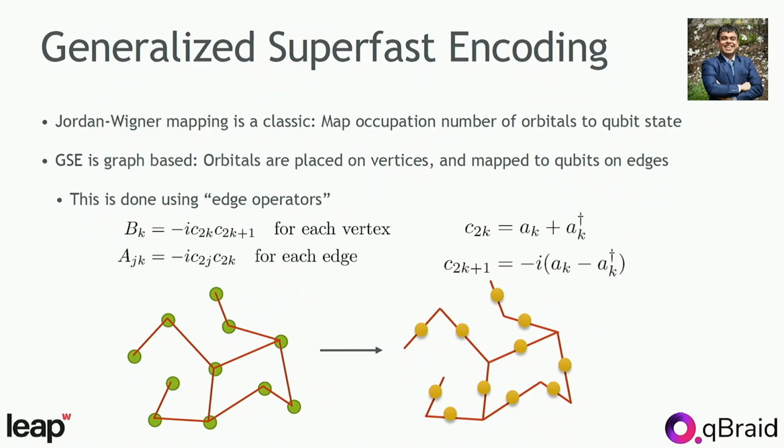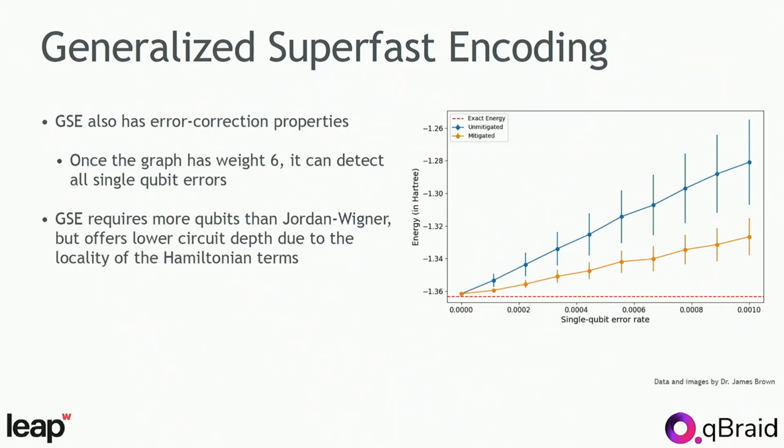You have your orbitals in green on vertices that you're mapping to the qubits that get mapped to the edges of this graph. This is done using edge operators, which are as follows over there. Now, GSE technically requires more qubits than Jordan-Wigner would, but it comes with error correction properties. Once the graph has weight 6, it can detect all single qubit errors, and it often offers lower circuit depths than Jordan-Wigner because of the locality of the Hamiltonian terms.